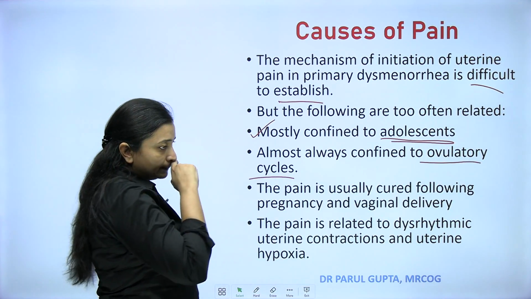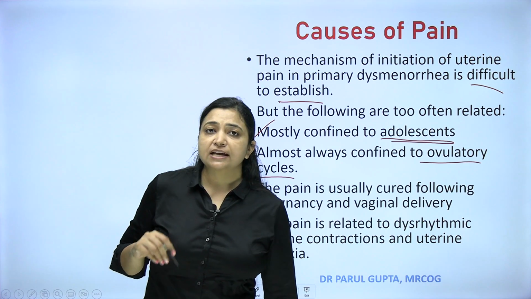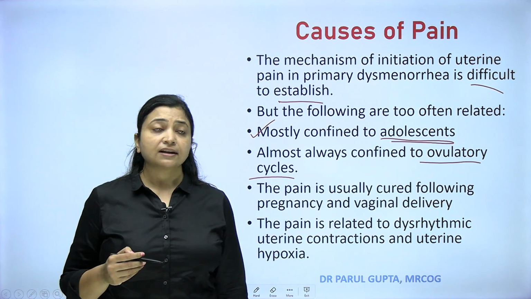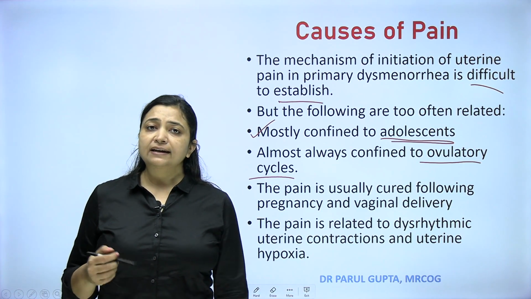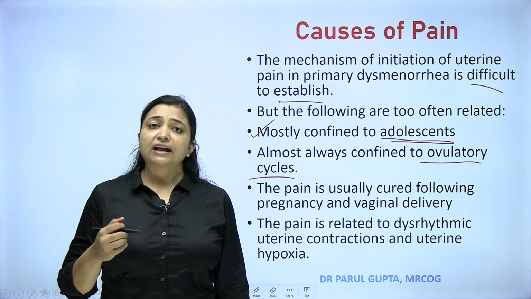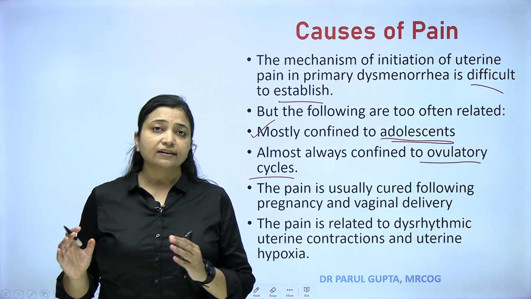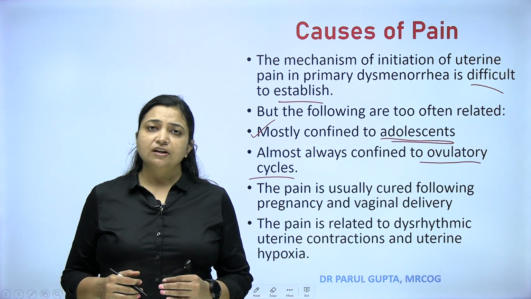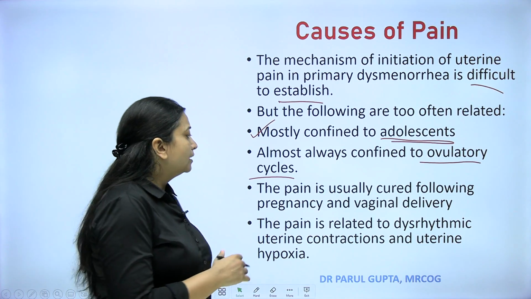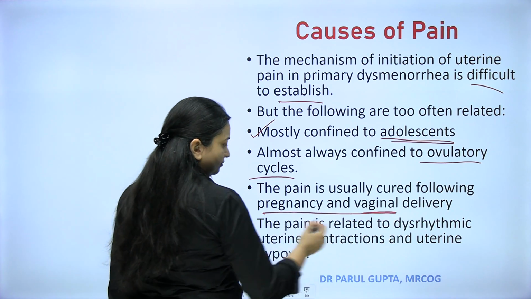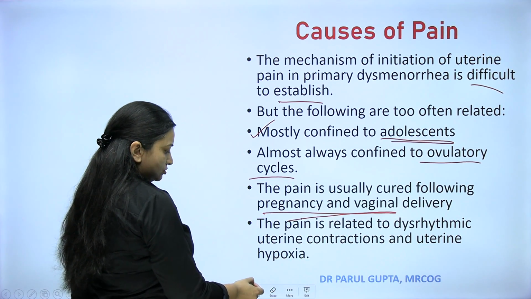We should know this because in evaluation of a case of infertility or while counseling a girl, this is very important. We can tell her that you should be happy that you are ovulating regularly, so you are a normal woman. So, if the pain is bearable, be happy with that. The pain is usually cured following pregnancy and vaginal delivery. This is a common association.